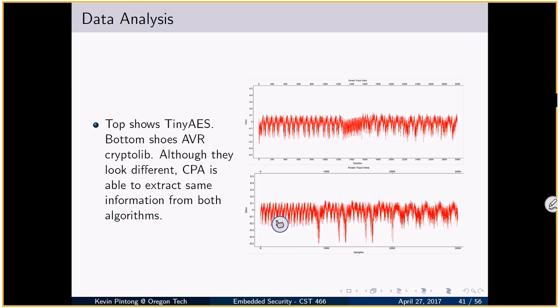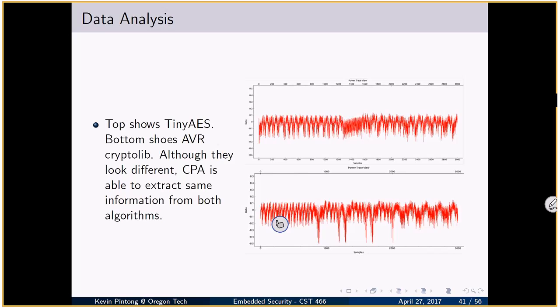So the top shows Tiny AES, the bottom shows AVR CryptoLib. Although they look the same, they look different. You can extract data from both of them. From a simple power analysis view, they look different, right? You see differences in the data. But when we look at the algorithm we're using, correlation power analysis or differential power analysis, we can find the point using a statistical method instead of trying to look by hand.